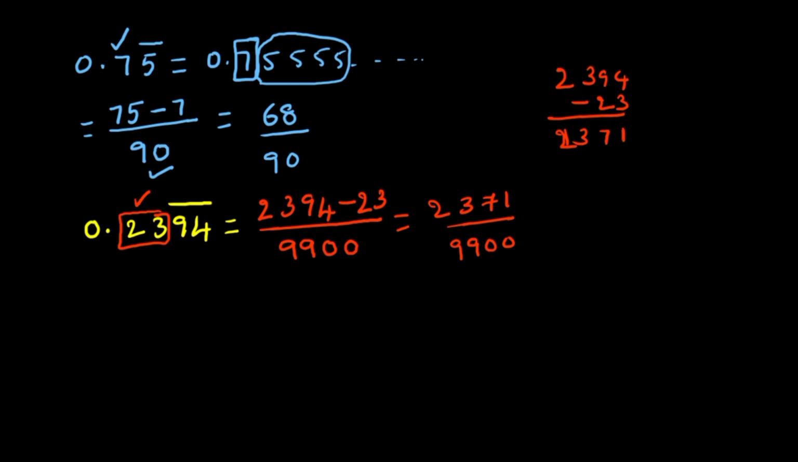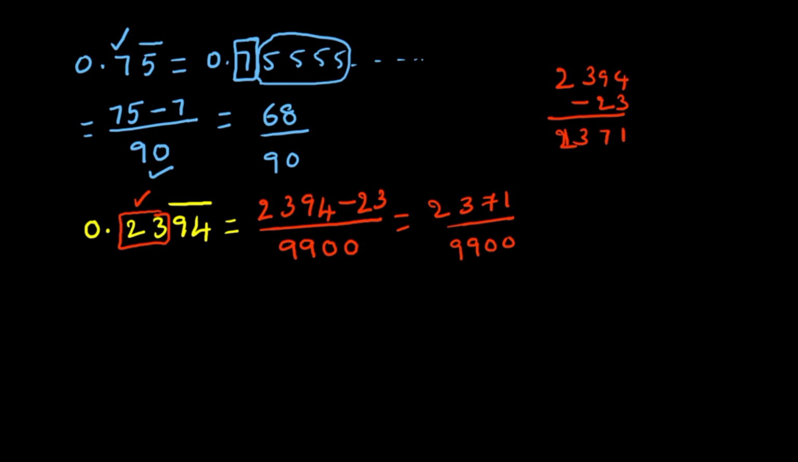writing a non-terminating recurring decimal in fraction form. Okay, so I hope you enjoyed today's class. We have already discussed how a terminating decimal can be written in fraction form, that means in p by q form, which are rational numbers. And how non-terminating recurring decimals can be written in fraction form as well.